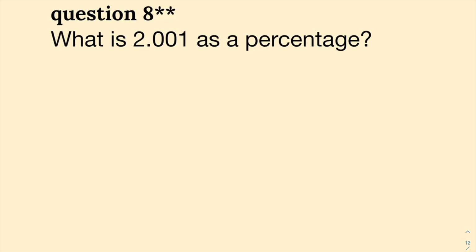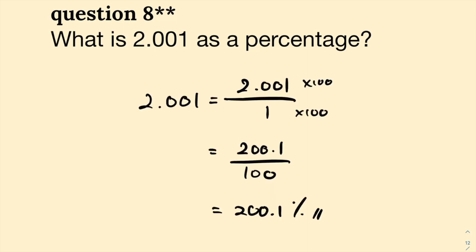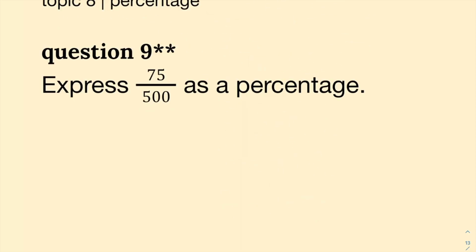2.001 as a percentage. Well, first I'll write it as a fraction. Take whatever number is given to me and write it as out of 1. Next, with 1 as the denominator, I want to turn it into 100. So multiply by 100, top and bottom. Okay, jump your decimal point 2 steps to the right, and you get 200.1%.